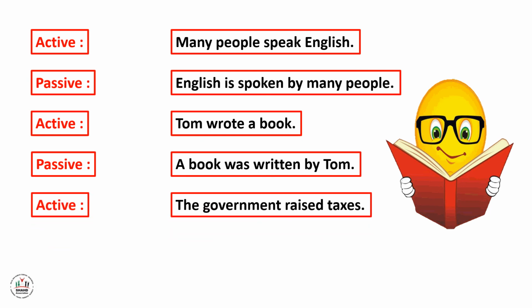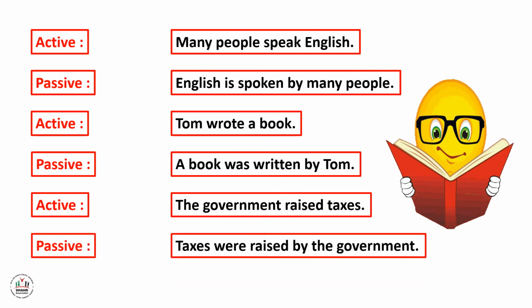The government raised taxes. Taxes were raised by the government. Taxes is a plural noun, so we use were, and the sentence is in the past tense.